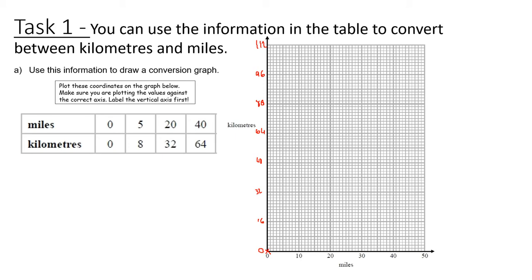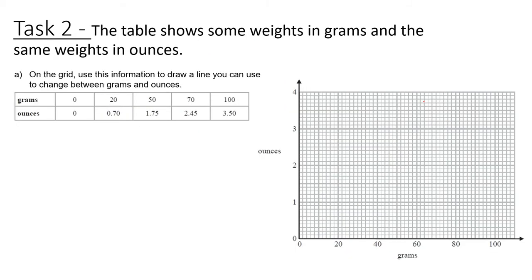And then it says 5 miles is 8 kilometers, so we go along the corridor to 5, which is in between 0 and 10, and up to 8. And then we've got 20 miles is 32 kilometers, so along the corridor to 20 miles, up to 32. And our next set says 40 miles is 64 kilometers. So we go along the corridor to 40 and up to 64. And then you'll use a ruler to look a lot neater and a lot nicer than mine. You draw your straight line that joins all of your points together, and you can keep going. Okay, pause this video and have a go at this one.